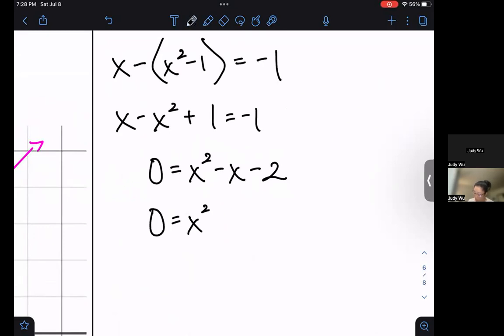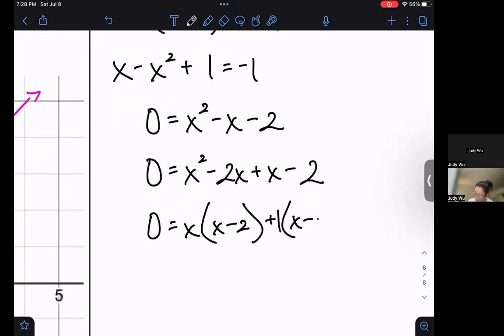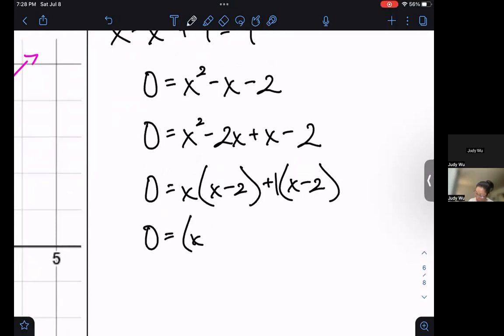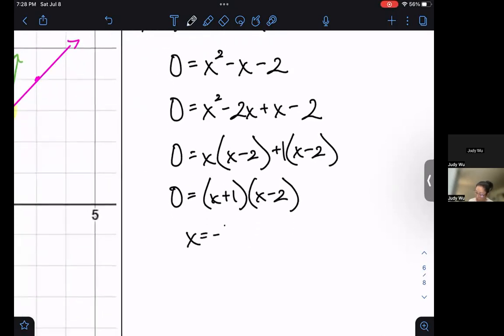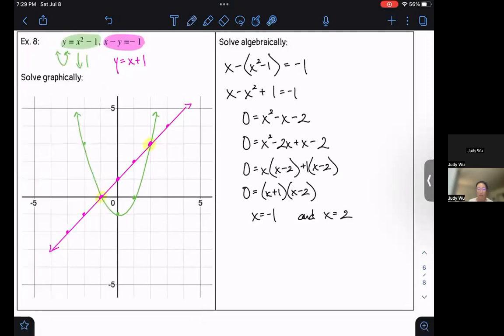x squared minus 2x plus x minus 2. And x times (x minus 2) plus 1 times (x minus 2). That gives me 0 equals (x plus 1) times (x minus 2). And that means that x equals negative 1 and x equals 2. I'm going to pause for a moment because these two x values should match the x values of the yellow points I have on the graph. And so this is indeed x equals negative 1, and this is x equals 2. So that's good. We're headed in the right direction.